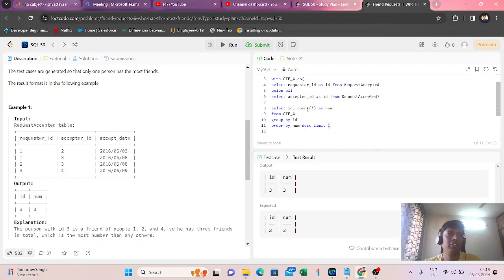So I hope you have understood the question. Just remember, in this type of question, you have to count not only the requester ID but also the acceptor ID, because three can be a requester or an acceptor, but ultimately it gains one other friend. So that also needs to be kept in mind. Don't only go for the requester ID, or you will get your answer wrong.